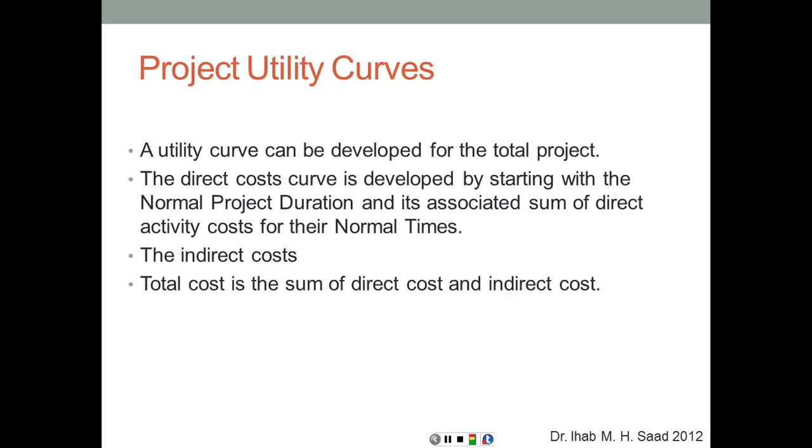The direct cost curve is developed by starting with the normal project duration and its associated sum of direct activity costs for that normal time, and then we add to that the indirect costs. The total cost is the sum of direct cost and indirect cost.